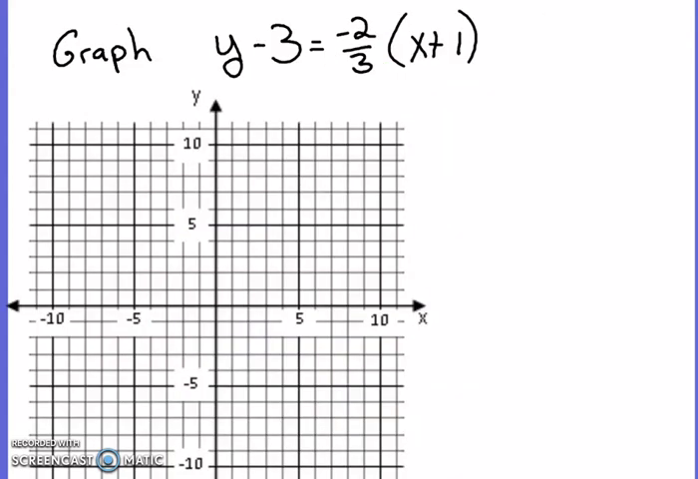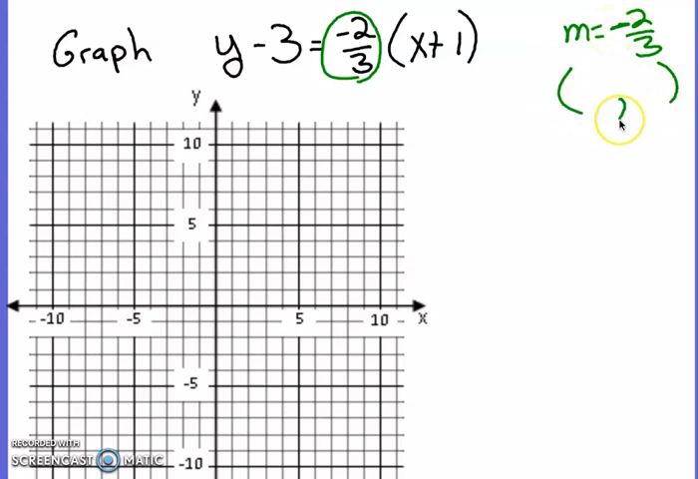So let's look at how to graph. How do I graph using point slope form? So I kind of already went over this already. You have a slope of -2/3. It's right there. So the slope is -2/3.